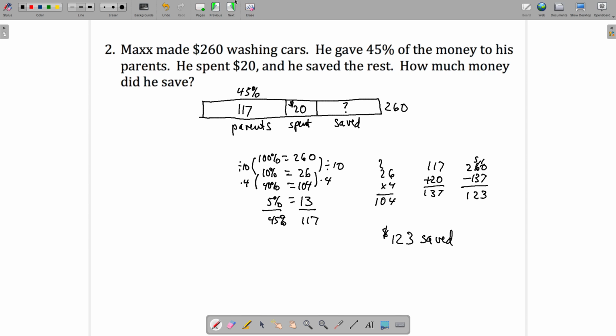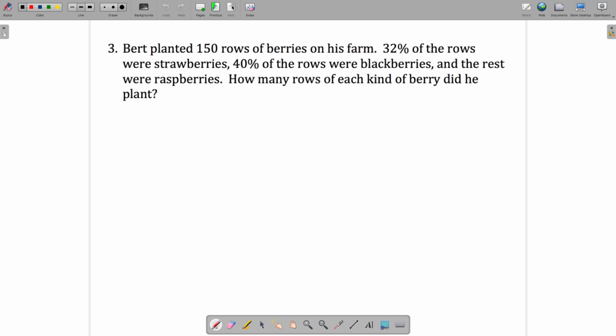Okay, and the last problem. Bert planted 150 rows of berries on his farm. 32% of the rows were strawberries, 40% of the rows were blackberries, and the rest were raspberries. How many rows of each kind of berry did he plant? So let's take a look at this. It's 150 rows total.